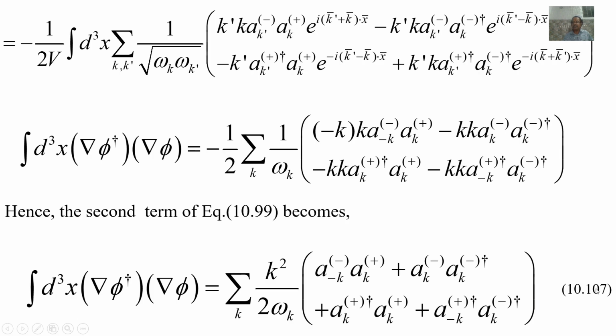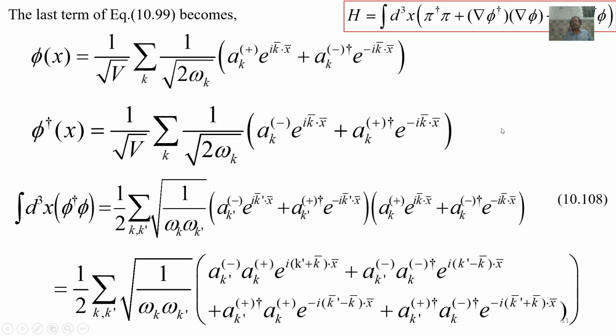Now the last term. We'll go for the last term. The last term is m squared phi dagger phi. So we know already pi of x is given by this expression.